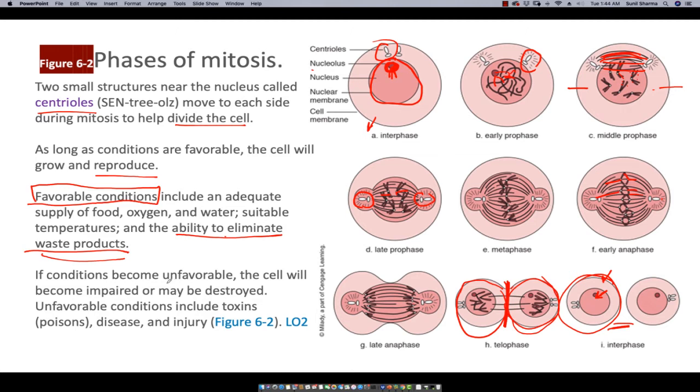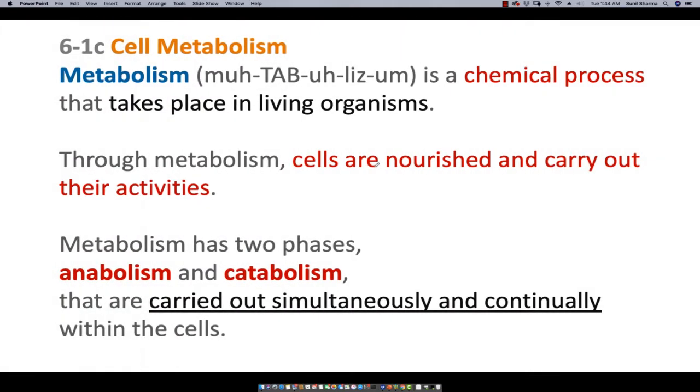If the conditions become unfavorable, the cell will become impaired or may be destroyed. So cell division will not happen in those cases. And so unfavorable conditions, including toxins, poison, diseases, and injuries, will cause cell damage. And of course, then cell division is not a possibility under those conditions. Now we move to cell metabolism.